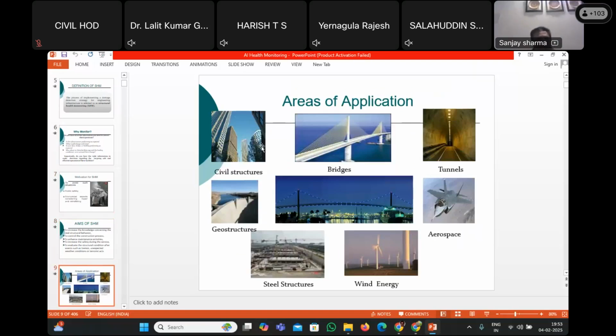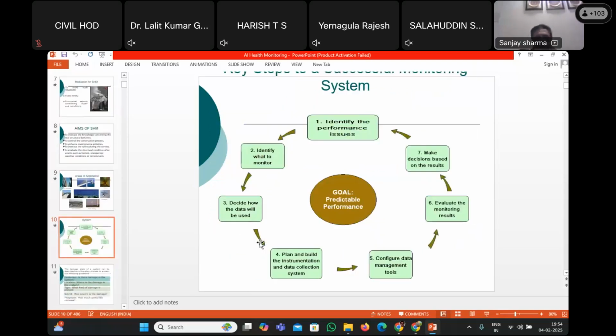So this health monitoring system is required in tall buildings, in bridges, in tunnels, road infrastructure, aerospace, wind energy, steel structures, etc. So everywhere we need some sort of a system.